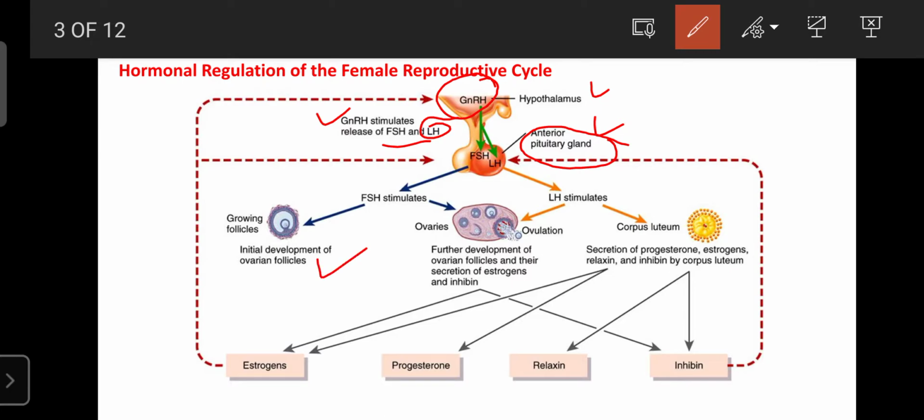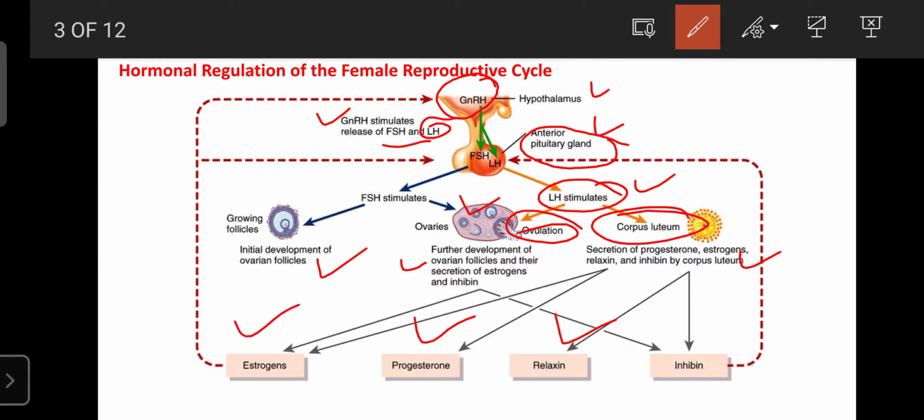Among those, FSH is also involved in the development of the ovarian follicles. Then FSH along with the LH can stimulate the ovaries, and they initiate the ovulation. They maintain the further development of the ovarian follicles and their secretions like estrogen and inhibins. On the other side, as already told, LH is responsible for the formation of the corpus luteum from the ruptured mature follicles. Then this corpus luteum is involved in the secretion of progesterone, estrogen, relaxin and inhibin.